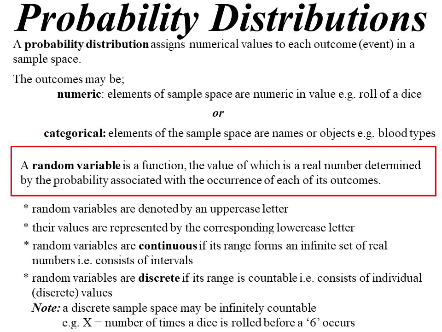The example I've got here is the number of times a dice is rolled before a 6 occurs. Now, they're going to be discrete values because it's not like you can roll a dice half a time or something like that. So there are gaps between all of the outcomes. That would be discrete. So let's look at this one.